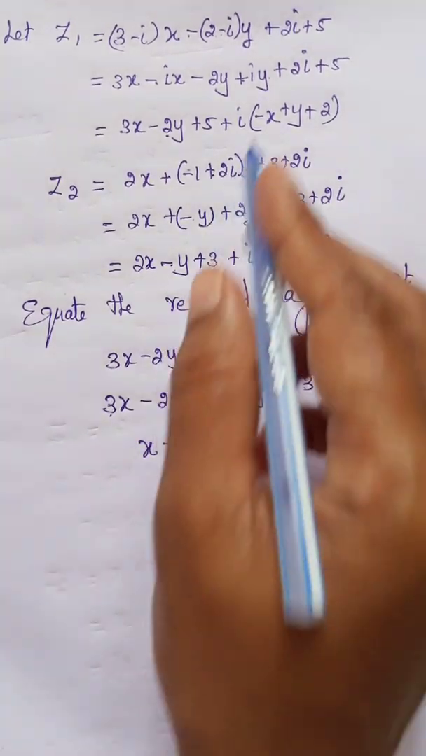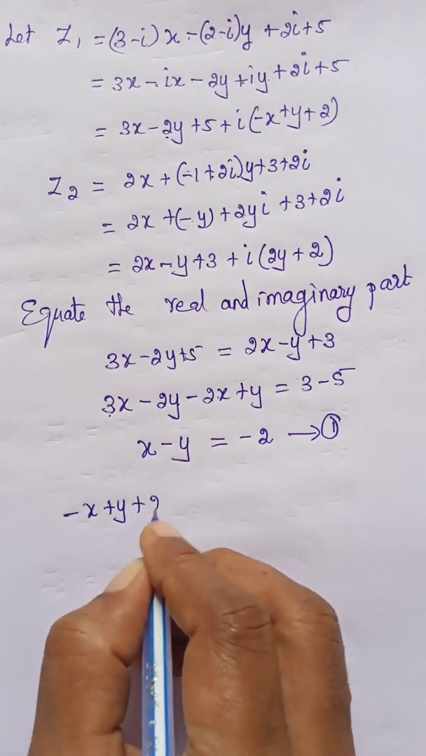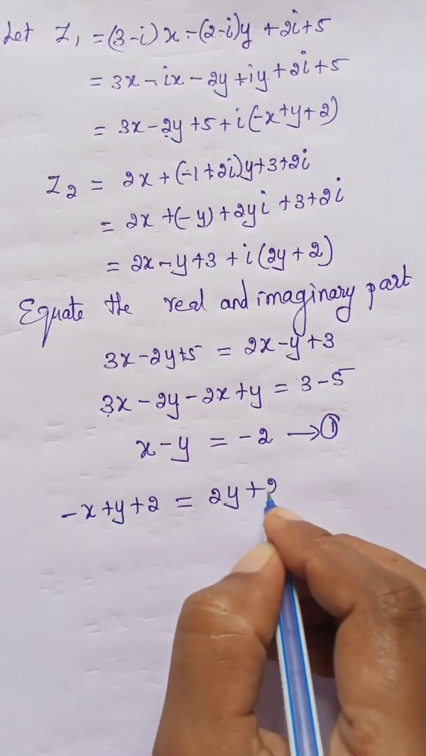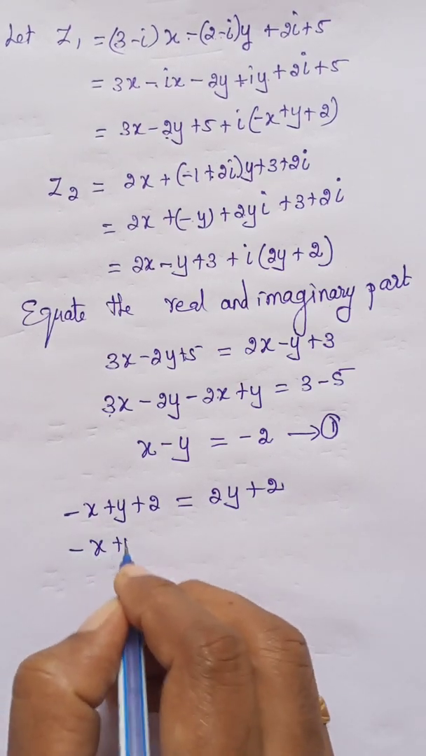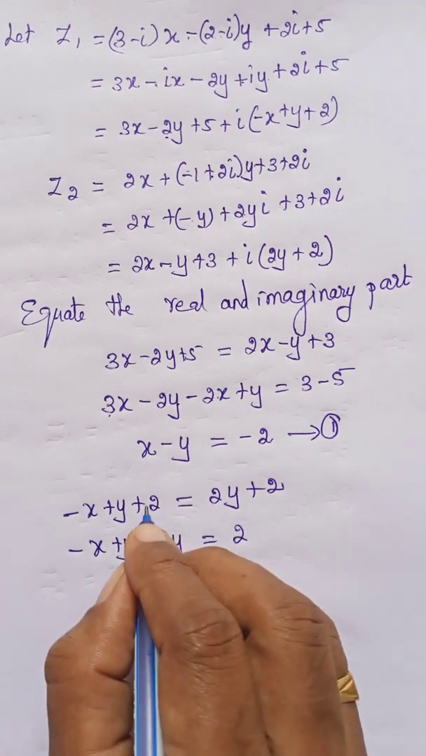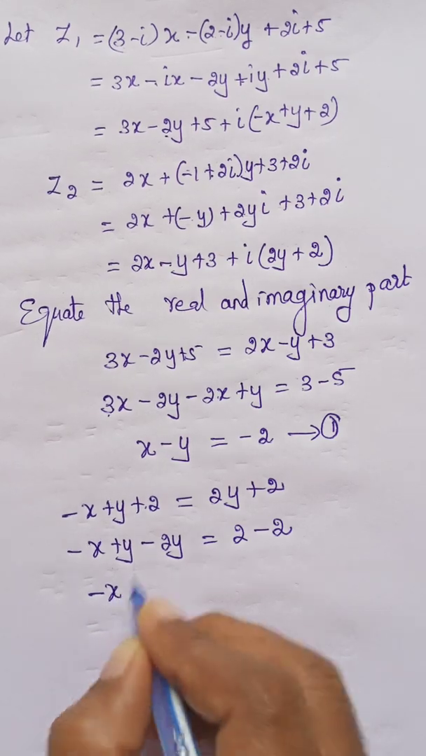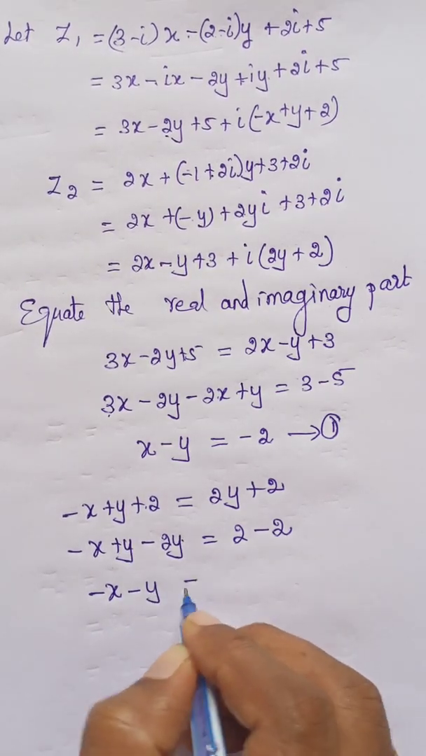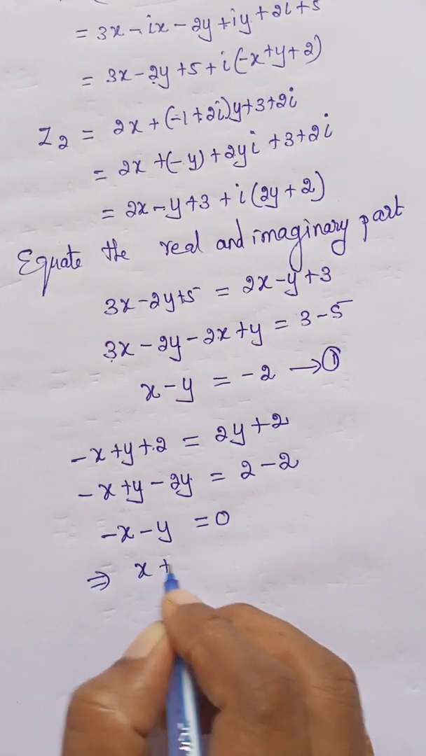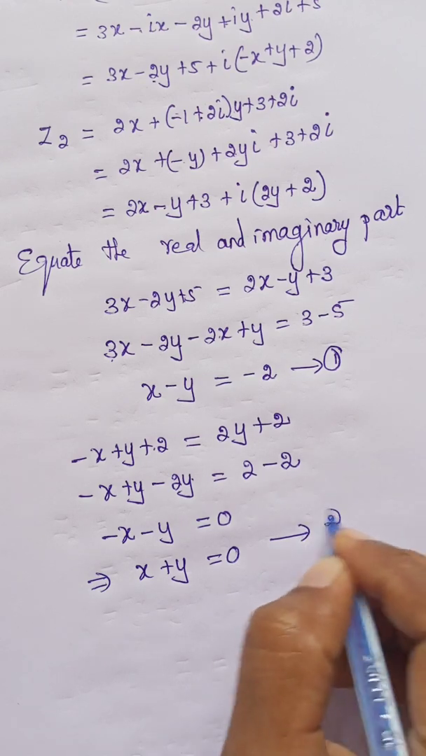Then the imaginary part there, minus x plus y plus 2 is equal to, this is 2y plus 2. So minus x plus y, bring that here, minus 2y is equal to 2. This plus 2 when it comes to the next side, minus 2. So we may get minus x minus y is equal to 0, which implies x plus y is equal to 0. So we can mark it as equation number 2.